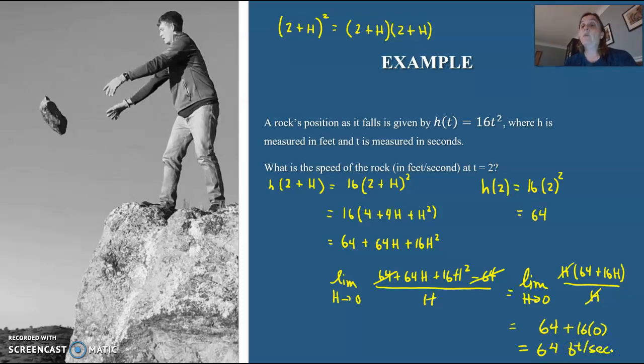And again, we expected our instantaneous rate of change to be faster than 32. Turns out it was. It was 64 feet per second. All right, so that's instantaneous rate of change versus average rate of change.